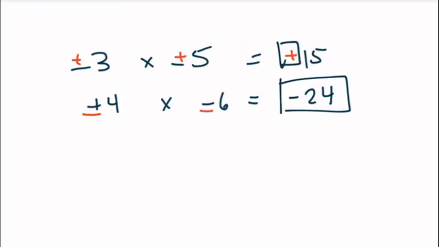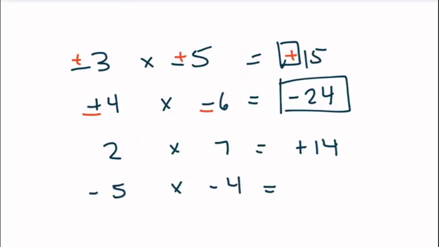How about 2 times 7? This is the same as the first problem. 2 positives equal a positive answer. And let's do negative 5 times negative 4. And because there's 2 of the same sign, that means the answer is positive.